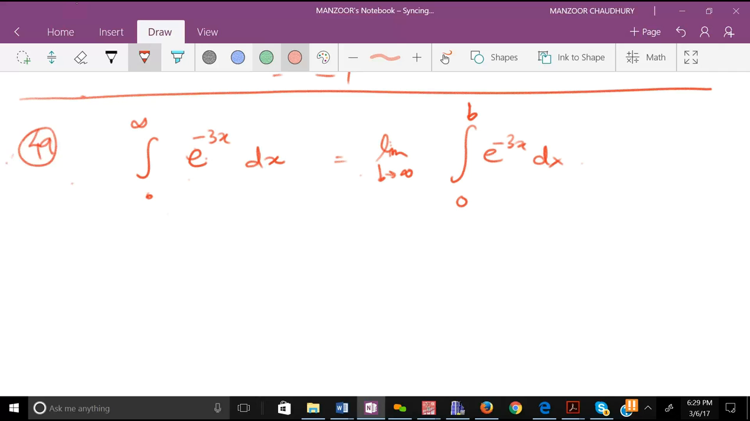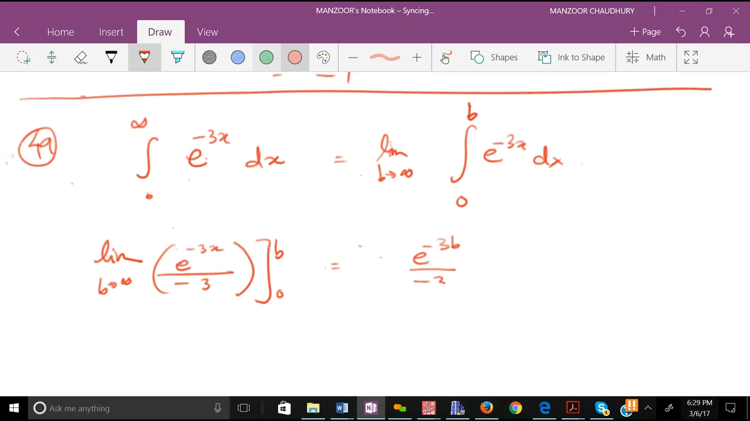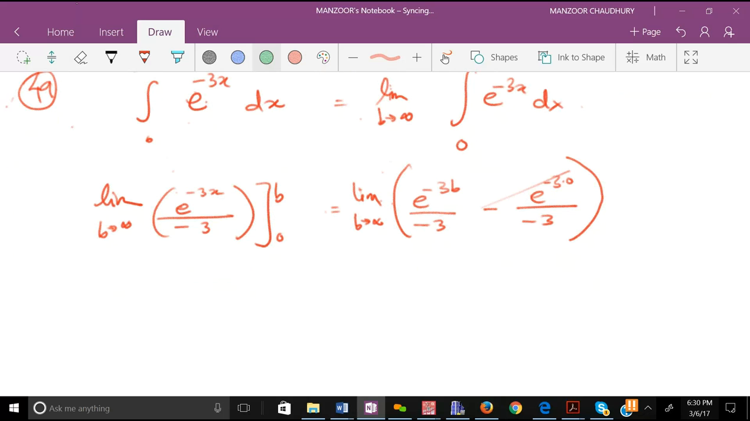Now, when we integrate it, it's always easy to integrate exponents, e to the power of something, e to the negative 3x. Chain rule, it's negative 3 at the bottom. So we're looking at from 0 to b, the limit as b goes to infinity. When we put those in, we get e to the negative 3b over negative 3, minus e to the negative 3 times 0 over negative 3, with the limit b to infinity. Is that clear?